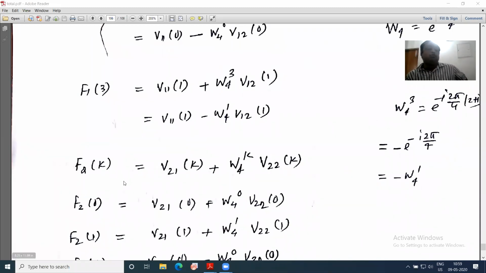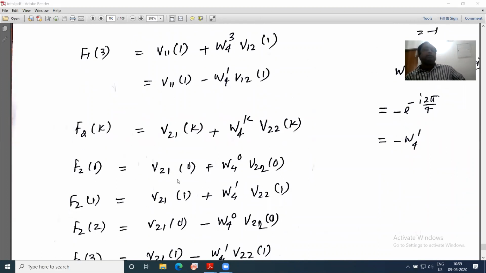Similarly, now f2 of k. f2 of k is v21 of k plus w4k v22 of k. This equation I have derived earlier. If you refer to the previous notes, I have derived this. Similarly, the steps we have done for f1 could be done for f2, because f1 of k and f2 of k are both 4-point DFTs. And in this case, v21 of k and v22 of k are 2-point DFTs and they are periodic with period 2.